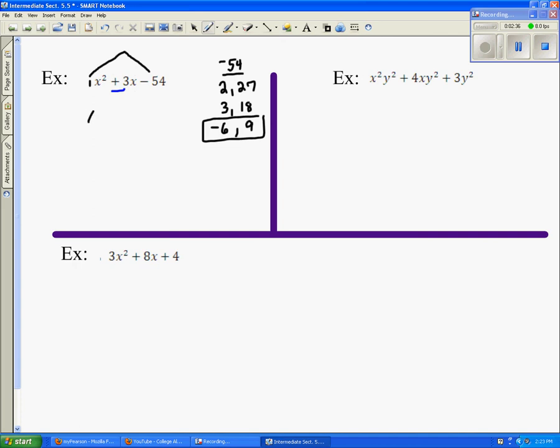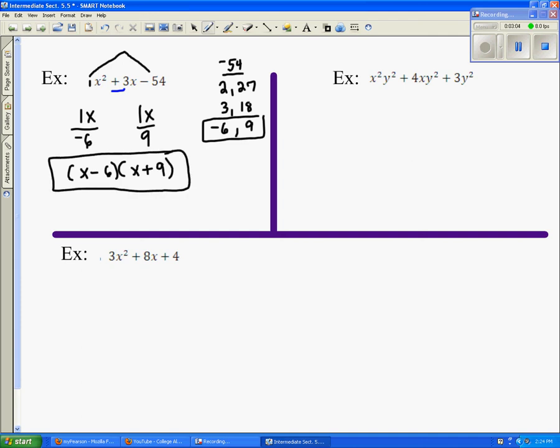So you get 1x, 1x. I'm going to put it 1 time over my first factor, which is negative 6. I'm going to put it 1 time over my next factor, which is 9. Simplify. Nothing simplifies, so I get x minus 6. And nothing simplifies in this fraction, so I get x plus 9. These are factored. This is going to be my solution as a factored form.